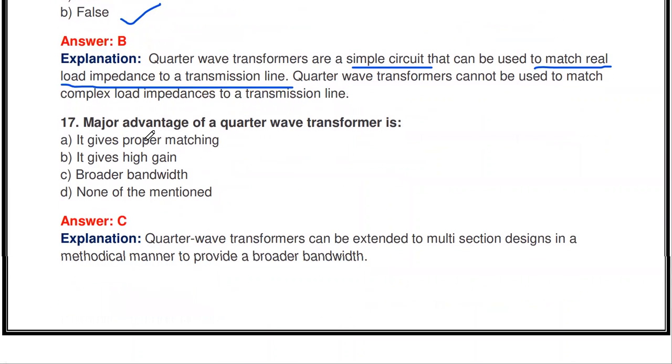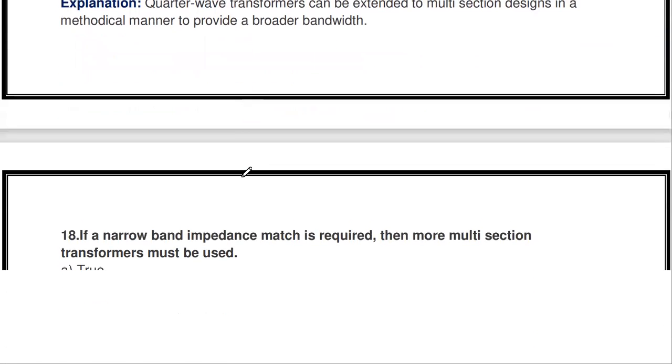The major advantage of the quarter wave transformer is: it gives proper matching, it gives high gain, broader bandwidth, or none of the mentioned. The major advantage of the quarter wave transformer is that it provides broader bandwidth. Broader bandwidth, that is the advantage.